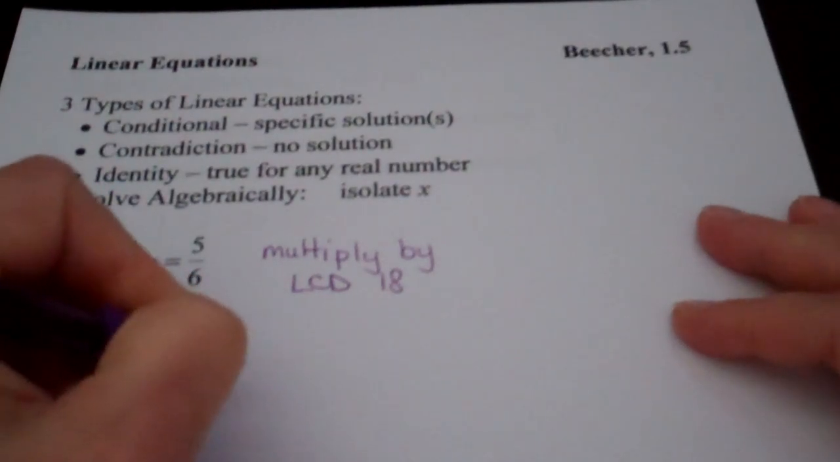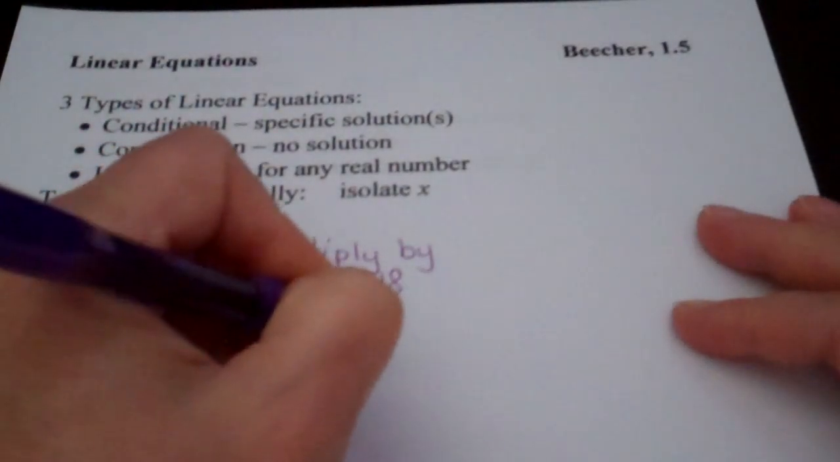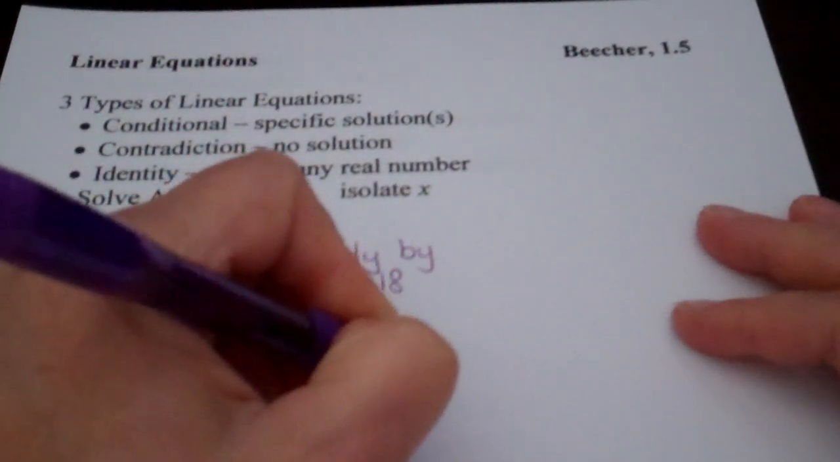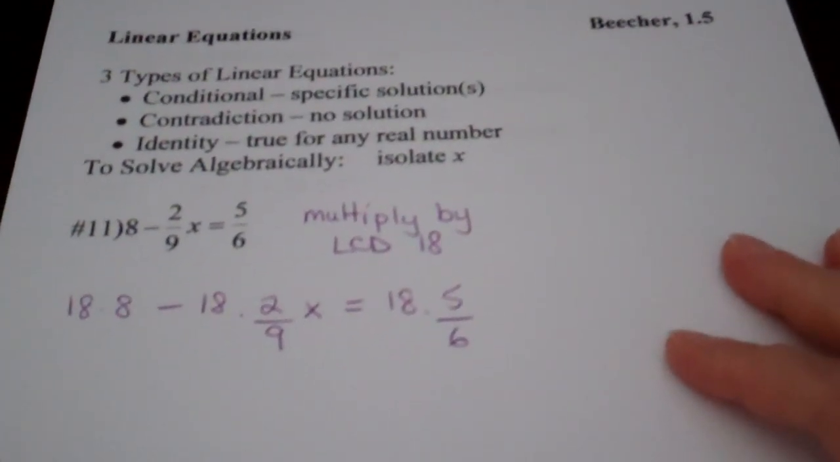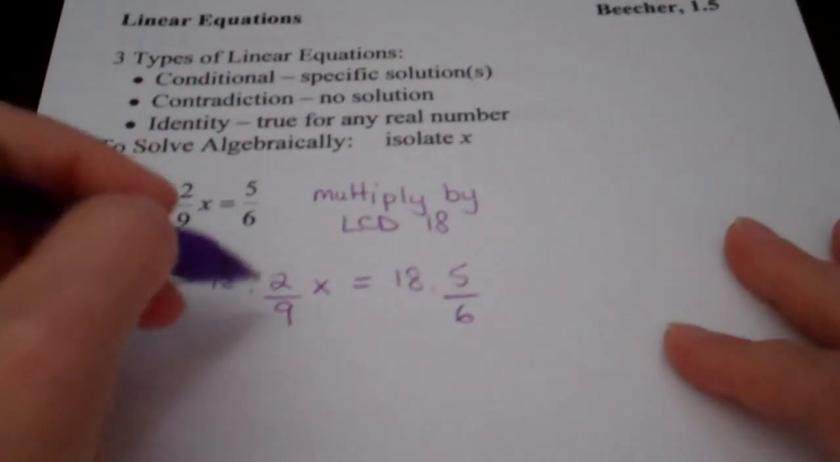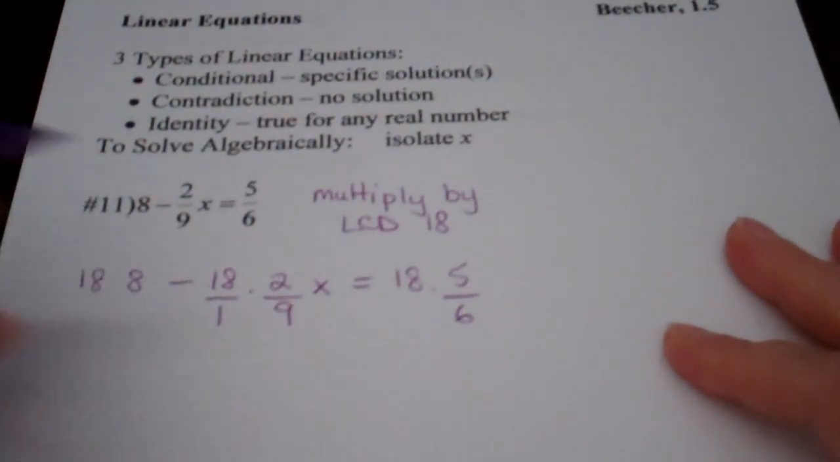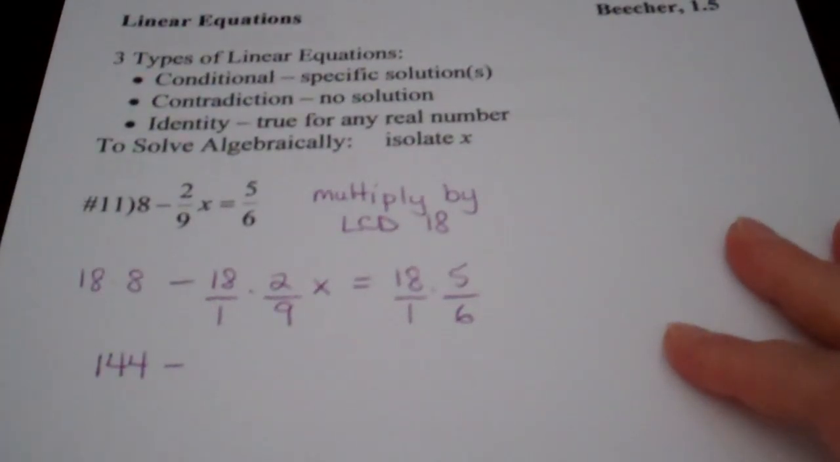Now I'm going to write this out just so that I can demonstrate what we're doing here, but you could probably do some of this in your head. Okay, and keep in mind, anytime you multiply by a number, that number is always in the numerator. So if you need to think of it as 18 over 1, you can do that. Alright, so 18 times 8 should come out to 144.